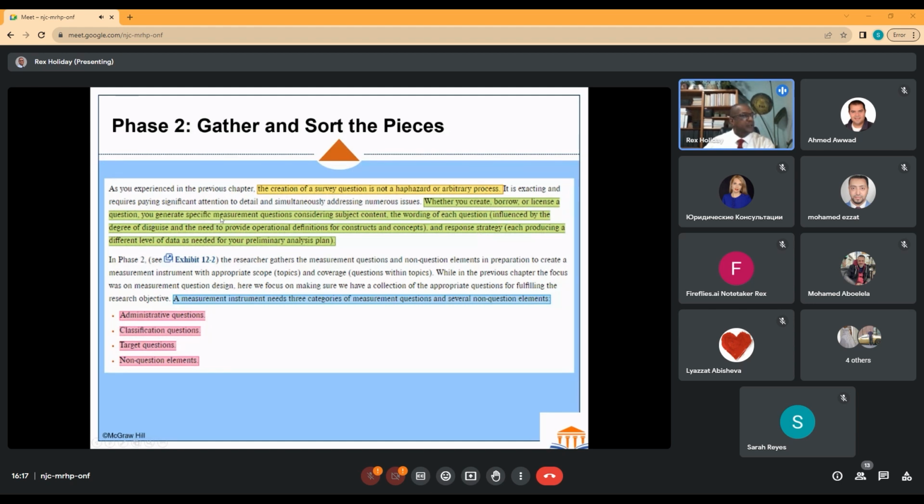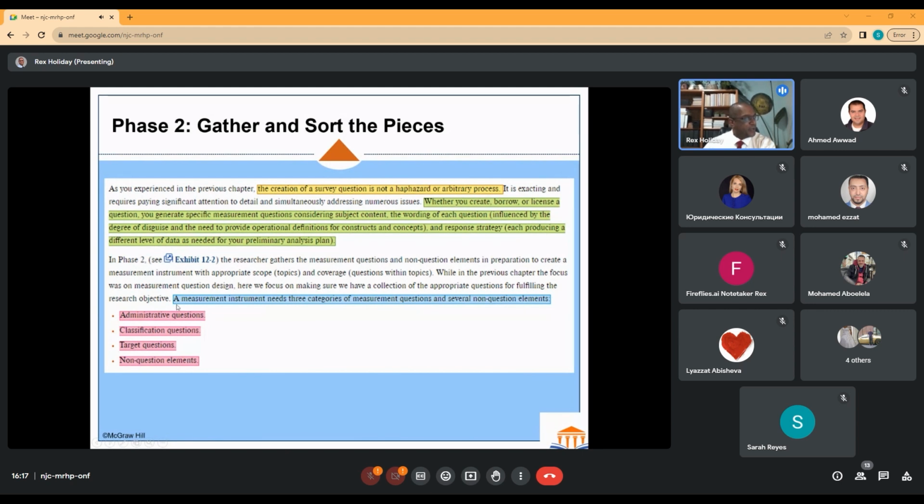You need to make sure that it generates specific measurement questions considering the subject content and the wording of each question. And we talked about this too, right? We even watched a video that talked about how important the semantics in the question are. It can change the meaning and the results that you're going to get just by the way you word that question.